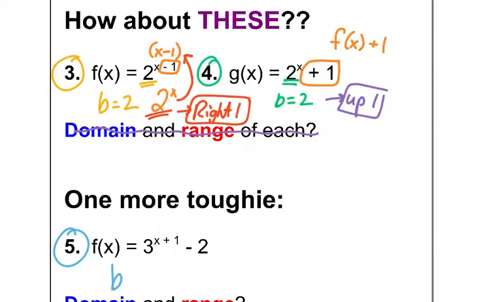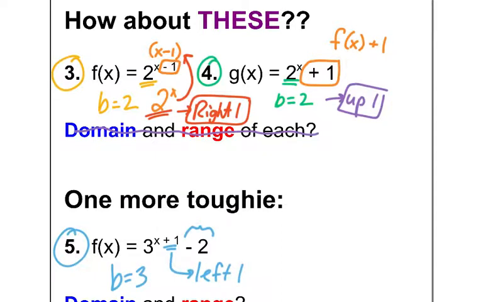All right, my base here is 3, because it's being raised to a power of x plus 1. How about the x plus 1? That's in with the x. So that is an x change, and it's plus 1, so he's actually going left 1. Did you get that? Nice job.